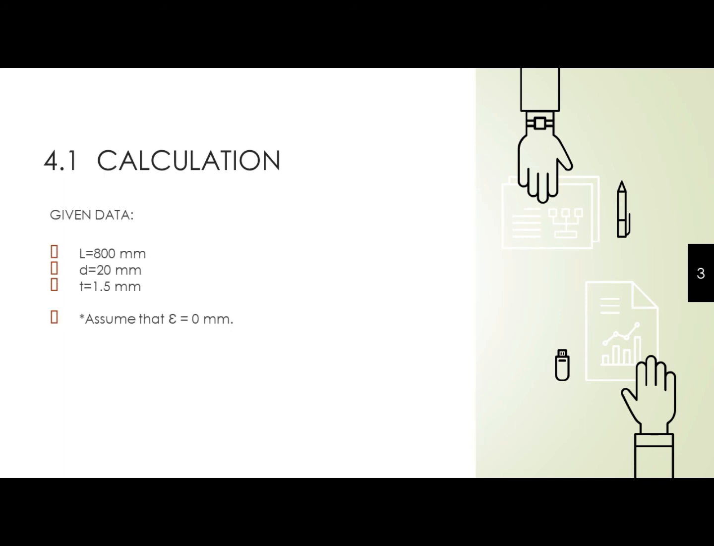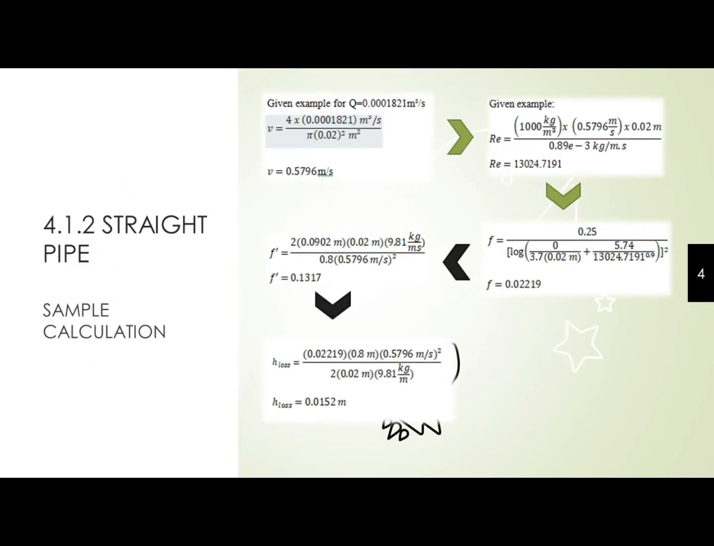So the given data is the length of the pipe, which is 800 mm or 0.8 meter. The given diameter of the pipe is 20 mm. The thickness of the pipe is 1.5 mm, and we assume that the surface roughness is 0 mm. Then the sample calculation for the straight pipe.